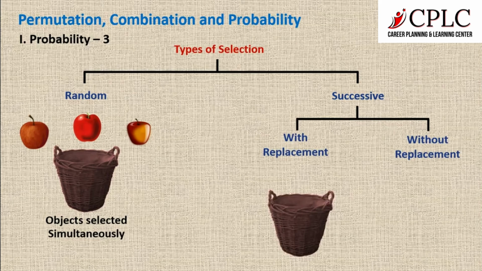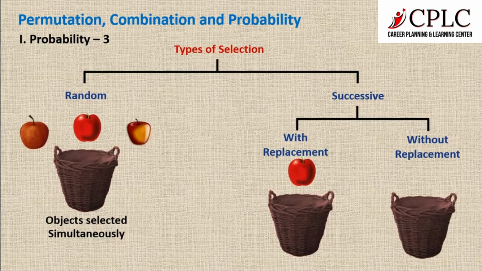So obviously with replacement is you pick up one article and you keep it back inside, and then you pick up the other article, and then you again keep it back inside, and then you pick up the next article. So that is called with replacement. You pick an article and you keep it back inside, then you pick another article. So what might happen is the articles might be repeated because you are keeping it back again inside.